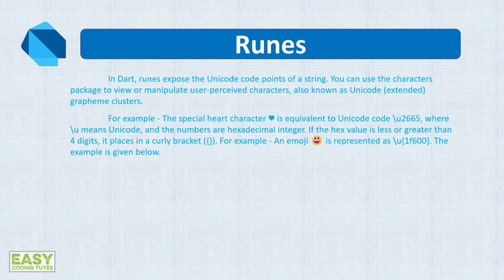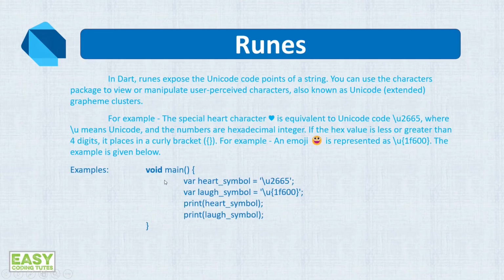If the hex value is less or greater than 4 digits, you place it in curly brackets. For example, an emoji is represented as \u{1F600}, and it exceeds 4 digits, as there are 5 digits, so we have to write it inside curly braces. The example is given below. So this is the example: void main, heart symbol, this code, laugh symbol, this code, and we are printing the heart symbol and laugh symbol, so we will get this output.